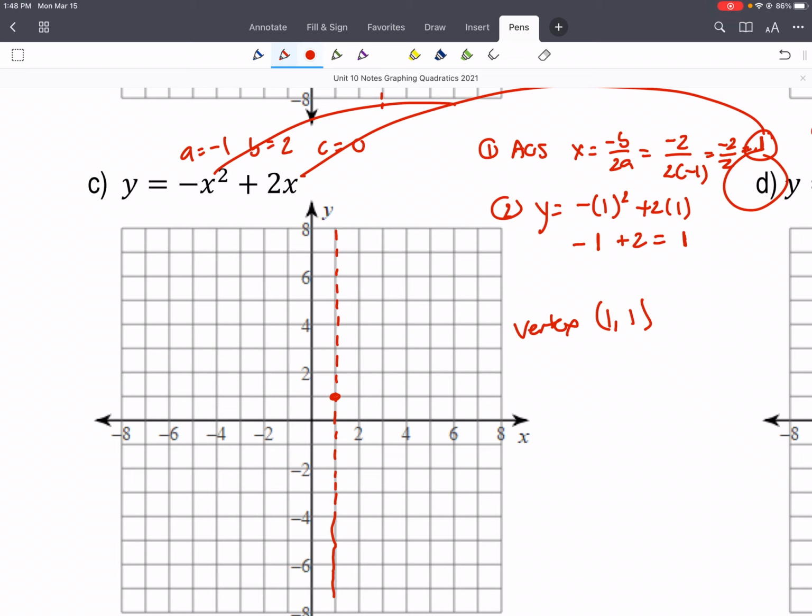And then we'll use our growth pattern. Go over 1, down 1, over 1, down 3, over 1, down 5. And we'll do it on both sides.